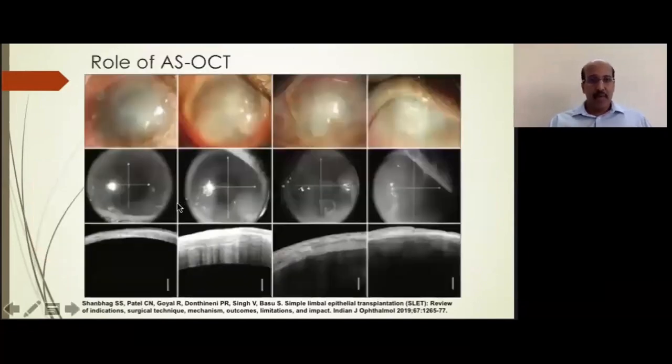The role of OCT, I told you, is that it gives you two pieces of information. One is the thickness of the underlying stroma, which helps you plan the dissection. If there is a thin area, it needs to be avoided so a perforation can be prevented. It also gives an infrared image, and the clarity of that image depicts how clear the stroma is. If you are able to appreciate the pupil and iris details, that means this is going to give you good results as the stroma underneath is relatively better.